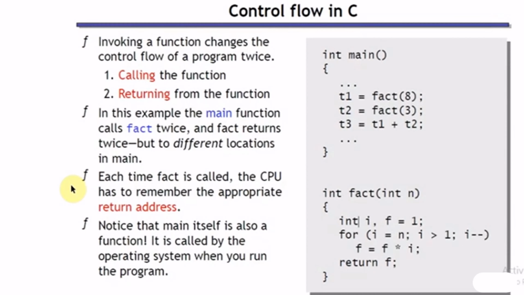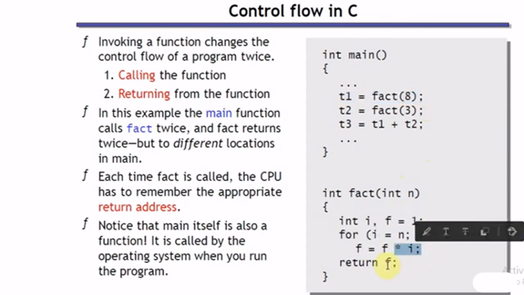When we call or invoke a function, the control flow of a program changes two times: the first time when we call the function, and the second time when we return from the function. Let's trace this program together. Here we have a function fact, and we call it for the first time in this line. So the CPU should store the return address of this function before we jump to the start of this function. So we store this line's address somewhere, and then the control flow of the program comes to this line.